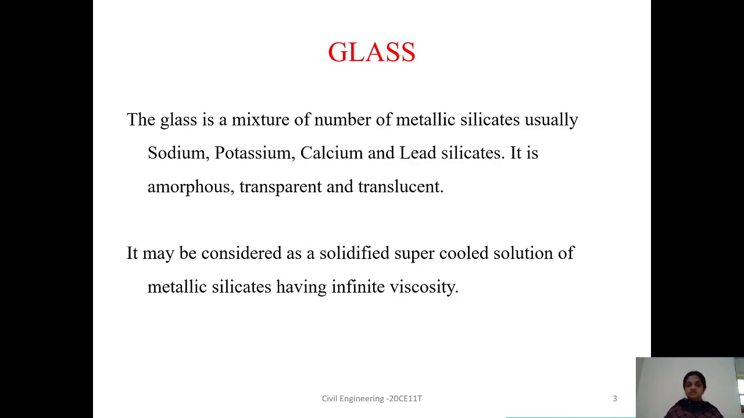The glass is a mixture of a number of metallic silicates, usually sodium, potassium, calcium and lead silicates. It is amorphous, means it does not have a definite form. It is transparent and translucent. It may be considered as a solidified supercooled solution of metallic silicates having infinite viscosity.